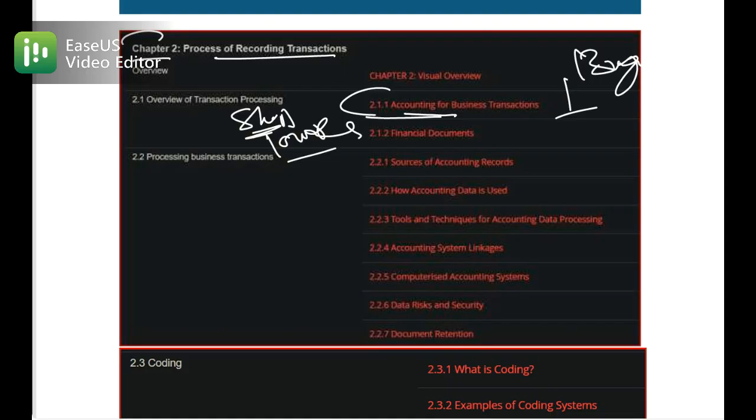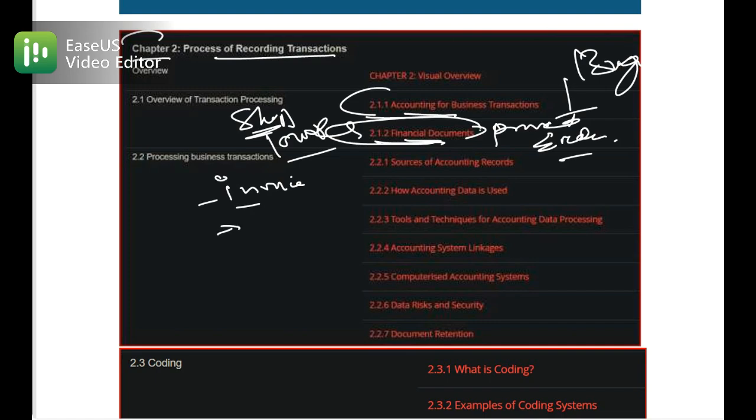Now, the other topic that we will discuss here is the financial documents, which means that these documents are basically papers or digital records that prove a transaction happened. So these are just evidences. The common documents are your invoice, receipts, or bank statement. For example, a receipt from a supplier shows you paid RS 5,000 for a raw material.